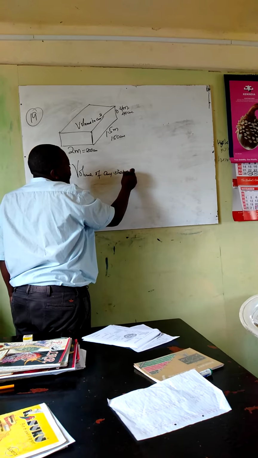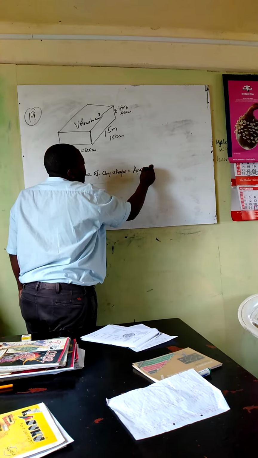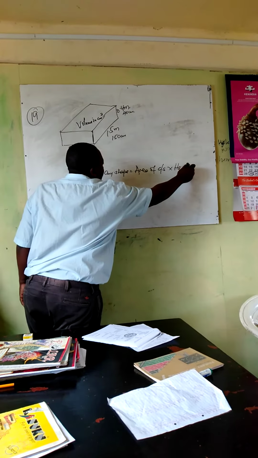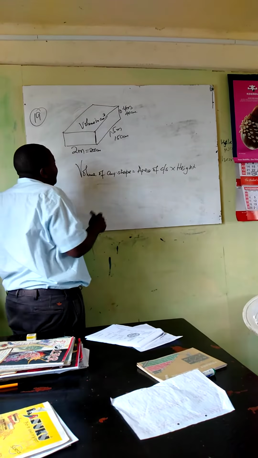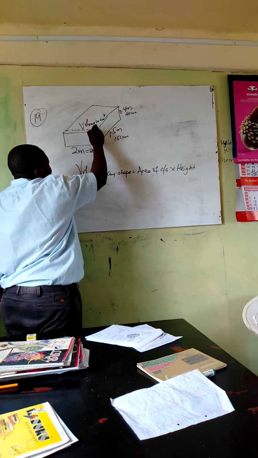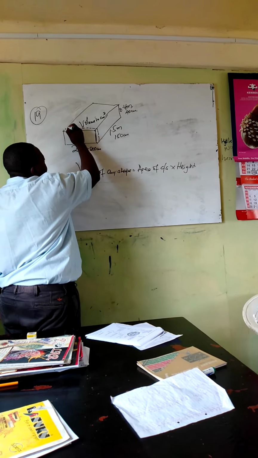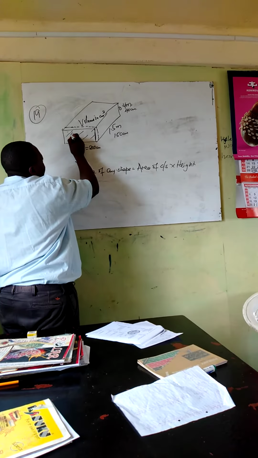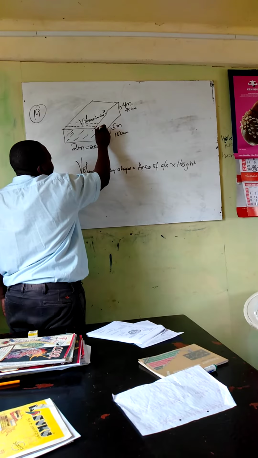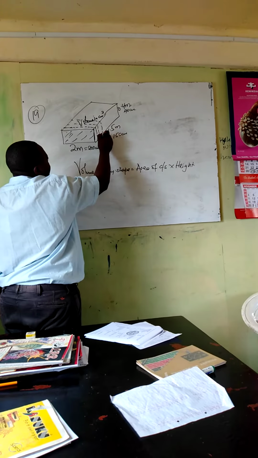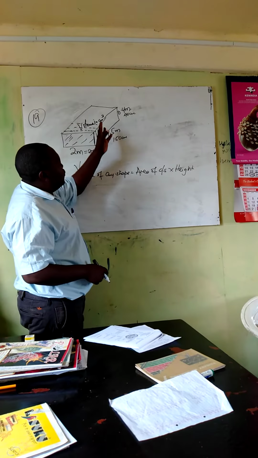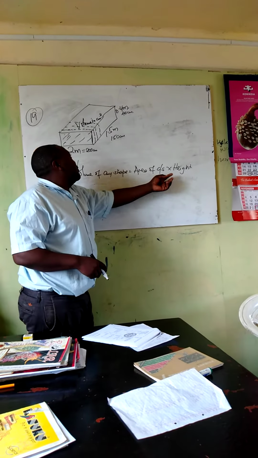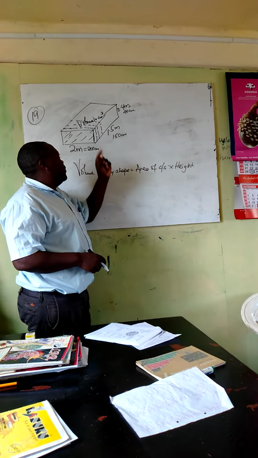Remember, the volume of a cuboid, or of any such shape, is given by the area of cross-section times height. The cross-section is what we see if we cut this diagram this way. We can cut it into several small areas, and once you combine them, that becomes the area of one cross-section, multiplied by the height.